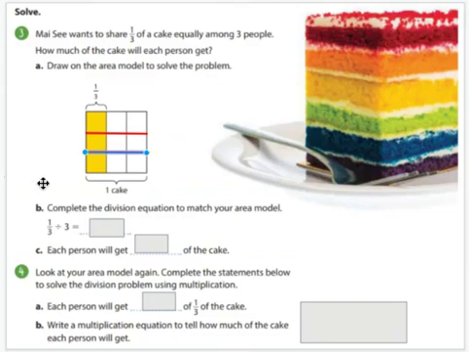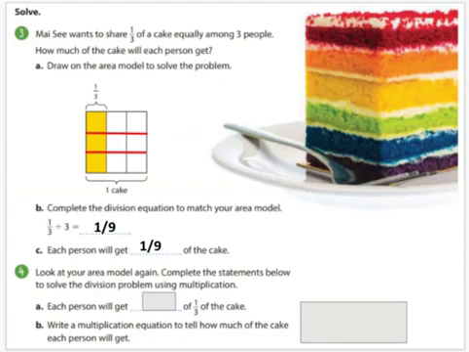All right. So it says, complete the division equation to match the area model. Well, when I took this 1/3 piece right here and I divided it into 3 equal parts, you're going to see that each person actually got 1/9 because here's person A's piece, which is one slice out of the whole thing. Person B is getting 1/9 out of the whole thing, and same thing with person C. So again, each person will get 1/9 of the cake.